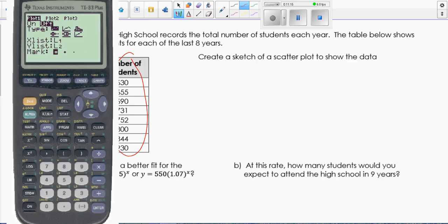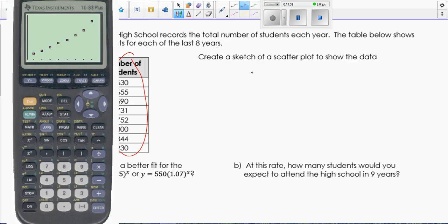Right now it's flashing, so we want to turn it to on. And now we can fit our window specifically to it. If I hit graph, I get this and there's nothing there. So I want to hit zoom. And if you notice, when you go down to 9, it says zoom stat. That means it fits to your statistics that we just put in. So you want to go ahead and hit enter, and then you can see it fits it for you.